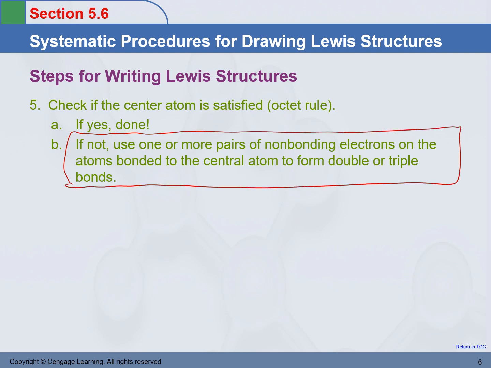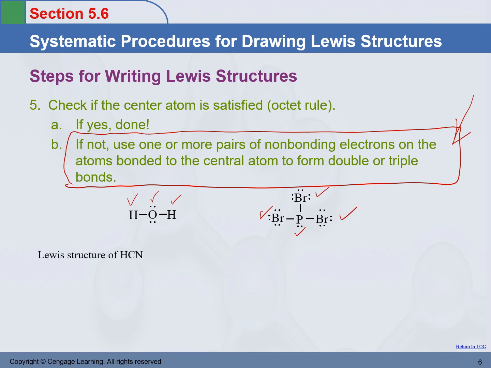Let's check to see if the 2 molecules we are working on are happy. Satisfied. All atoms have 8, all happy. Okay, we are done. In the 2 cases, we're done. Okay, well, wait a minute. What if the center atom is not happy? Well, let's use another example to review what we will do if the center atom is not happy.